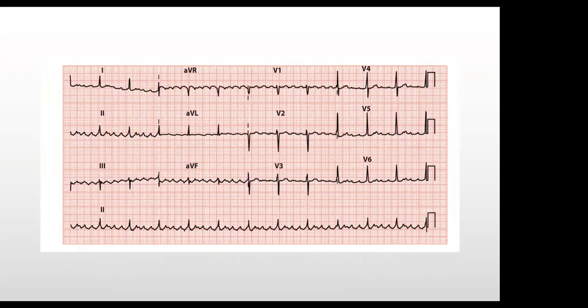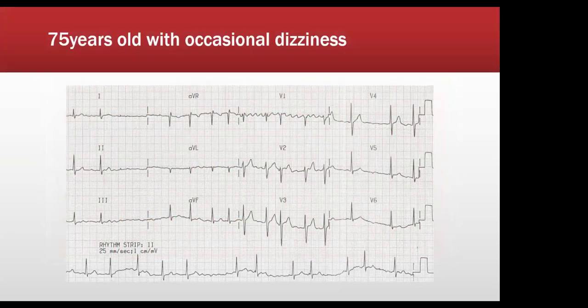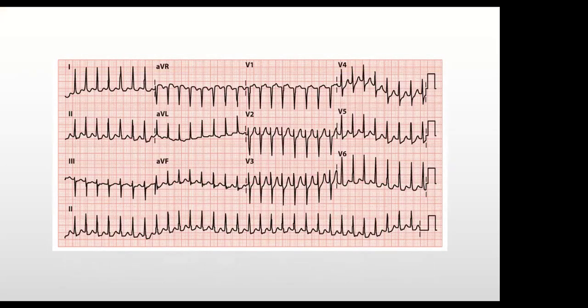Again, spot diagnosis. What do you think this is? Atrial flutter. What do you think this is? Atrial flutter with variable block. What do you think this is? Looks like atrial flutter too. Atrial flutter. So, what do you think this is? This looks like SVT. SVT. Good.